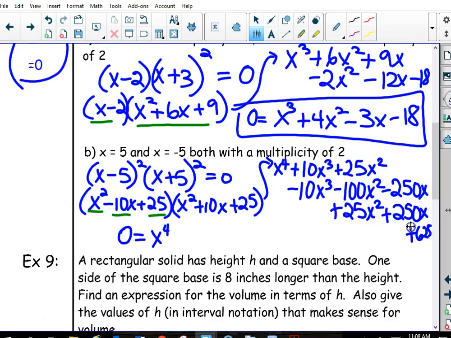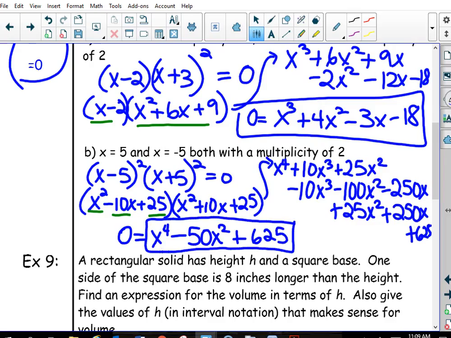My x to the thirds cancel. Looks like my x squared, I'll wind up with a negative 50x squared. And then my x terms also cancel, plus 625. So this is kind of like the difference of two squares where the positives and negatives will cancel some terms out. Oops, forgot to include equals 0. Okay, I'm going to stop this video.